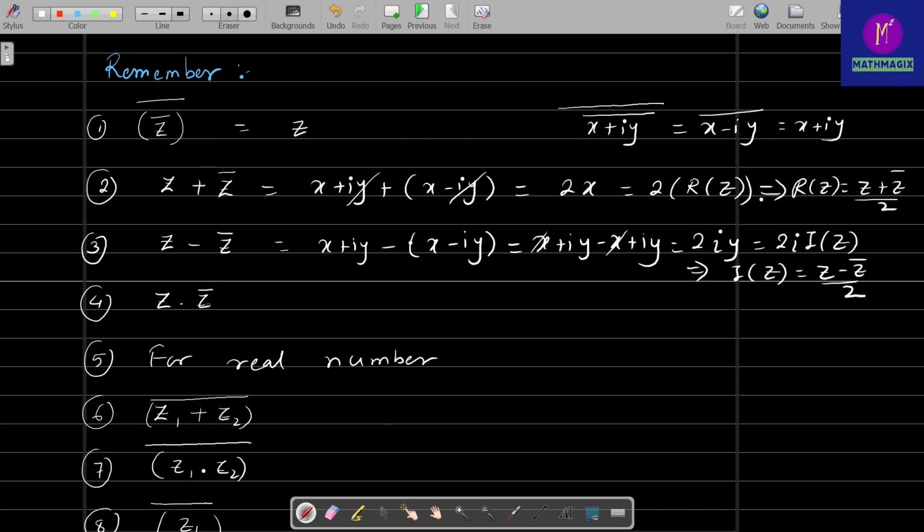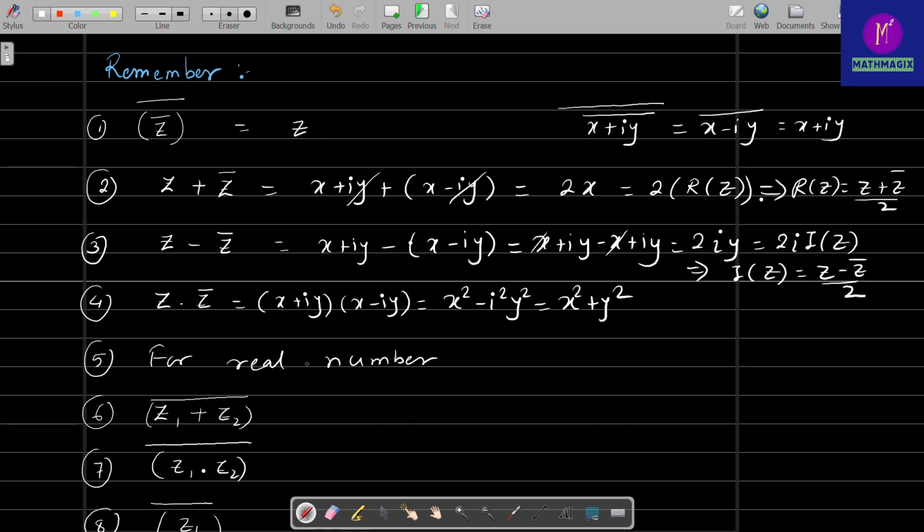Now let us try to find out z into z bar. It's quite easy to find out. z is x plus iy, z bar is x minus iy. If I multiply this, it is like a plus b times a minus b. The formula is a square minus b square. So it will be x square minus i square y square. i square is minus 1, so this is nothing but x square plus y square.